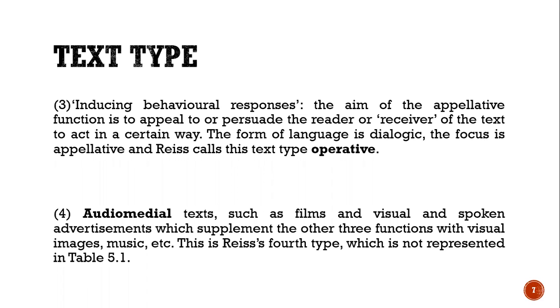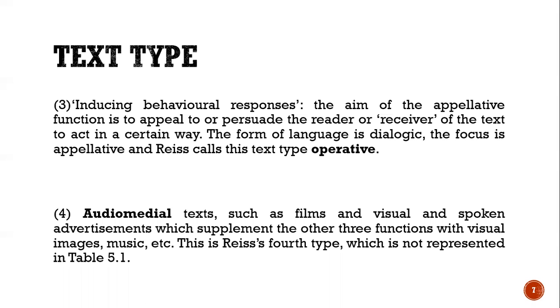And the fourth one, audiomedial. Audiomedial texts such as films and visual and spoken advertisements supplement the other three functions with visual images, music, etc. This is Reiss's fourth type, which is not represented in table 5.1. I have already got the table from the book, and you know that we are following the text by Jeremy Munday. So I have taken all these things from that text. You can also go through the text by yourself, and from there I collected the table.